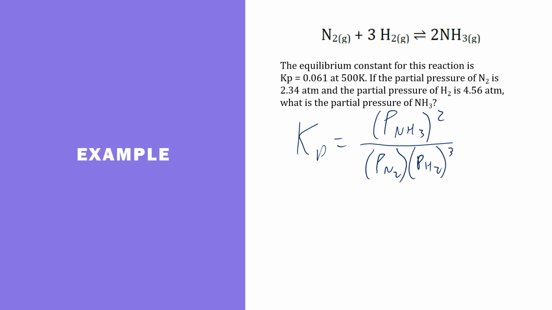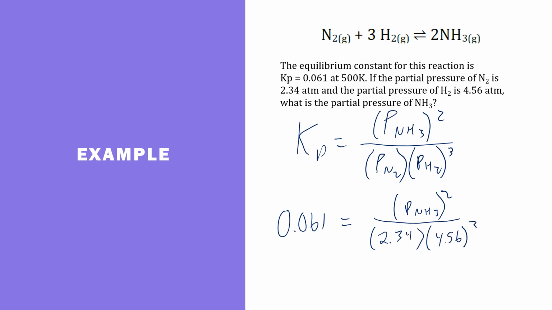And now we can start plugging in our values. They gave us Kp is 0.061. We don't know the pressure of NH3. N2 is 2.34, and H2 is 4.56 cubed. So make sure you're paying attention to those exponents. And then from here, all you need to do is solve for the pressure of NH3. Solve the bottom of your denominator, multiply both sides, and then take the square root. And you get that the pressure of NH3 is equal to 3.68 atm.